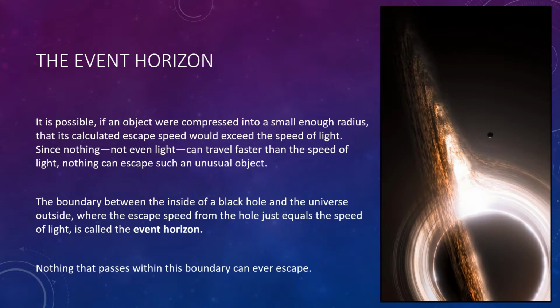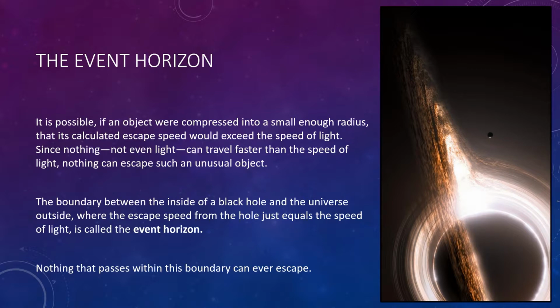One way to understand black holes is to first consider the escape speed from a planet. The escape speed of a planet is the minimum ejection speed an object must have at the planet's surface in order to escape the planet and never return. Very importantly, if you imagine compressing a planet's mass into a smaller radius, the planet's escape speed will increase, meaning you have to travel at higher speeds to leave. It is even possible, if an object were compressed into a small enough radius, that its calculated escape speed would exceed the speed of light. Since nothing, not even light, can travel faster than that speed, nothing would escape such an unusual object.